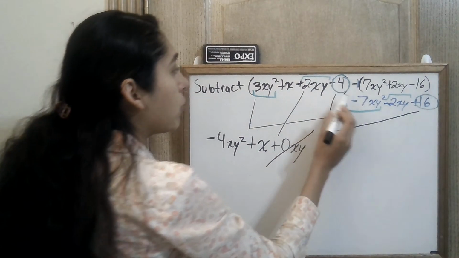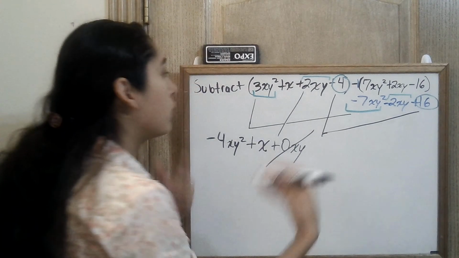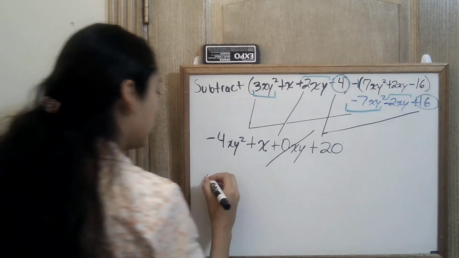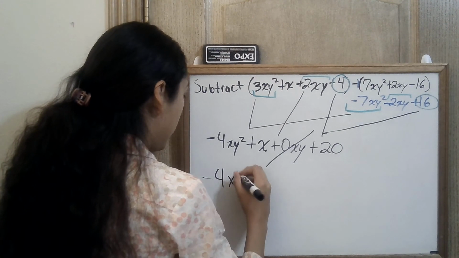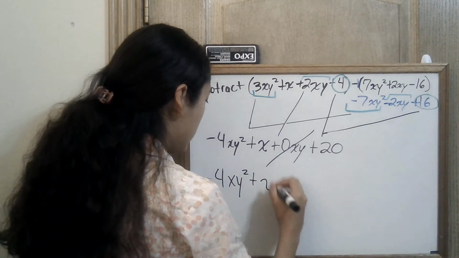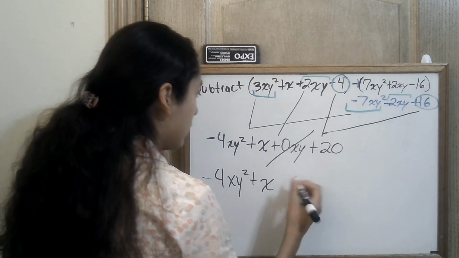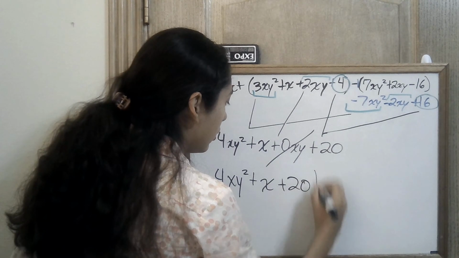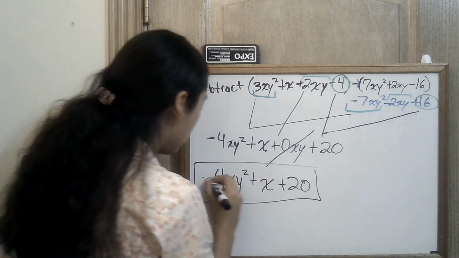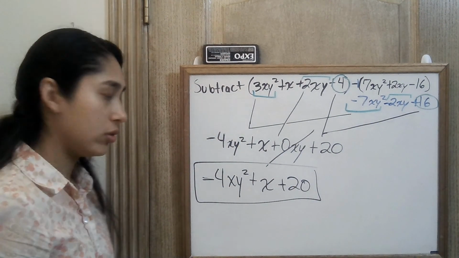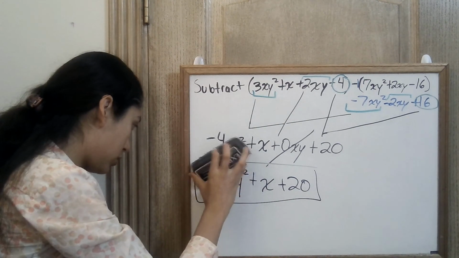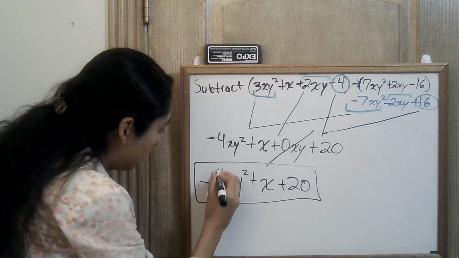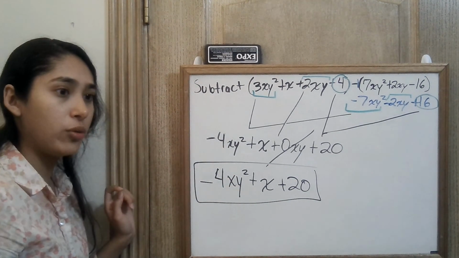So we have a 4 and a 16. We get a +20. So let's go ahead and rewrite this. X, I mean, that's 0, so we don't deal with that, or just forget about it. And this is our resulting polynomial. There we go.